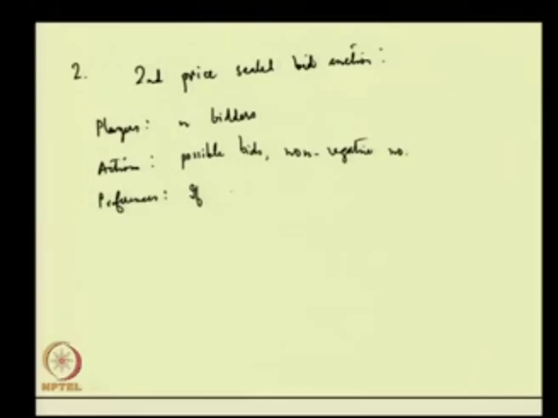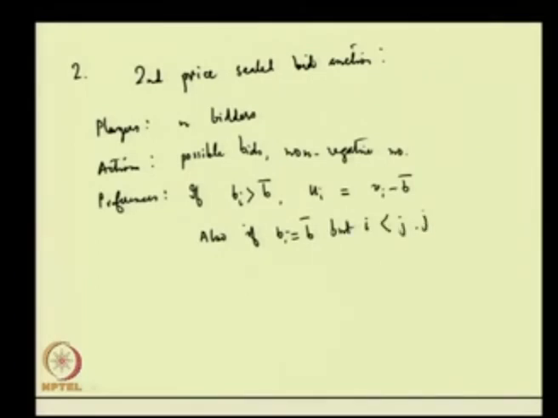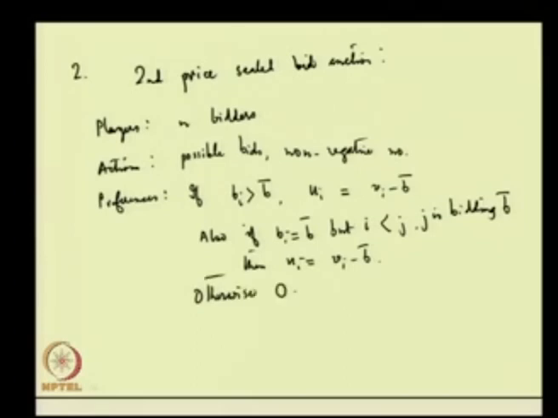If Bi is greater than B bar, where B bar is the highest bid of other players, then the payoff of player i is equal to Vi minus B bar. Also, if Bi is equal to B bar, but i is less than j, where j is bidding B bar, then Ui is the same, that is Vi minus B bar, otherwise 0.